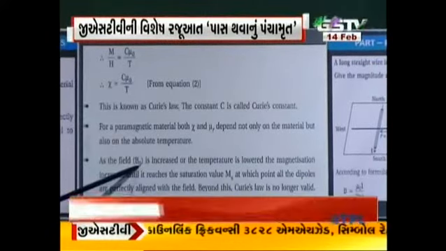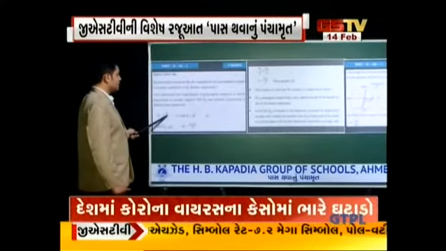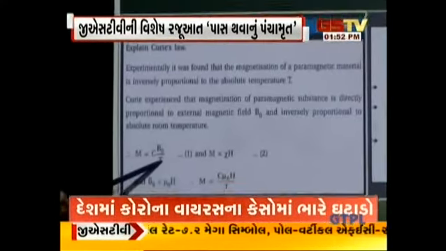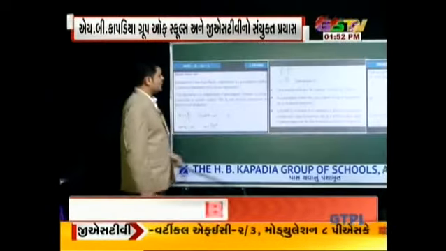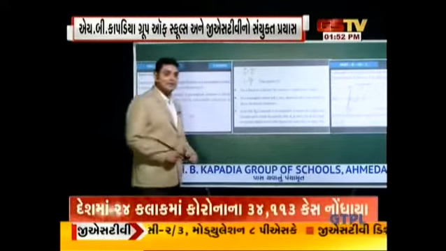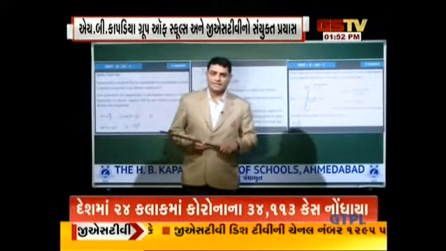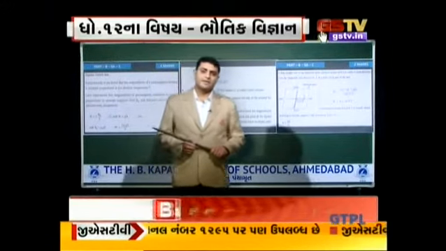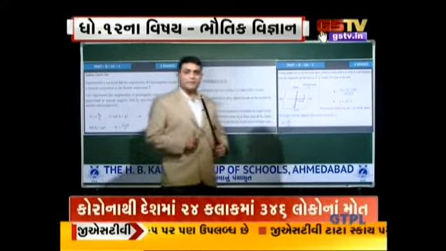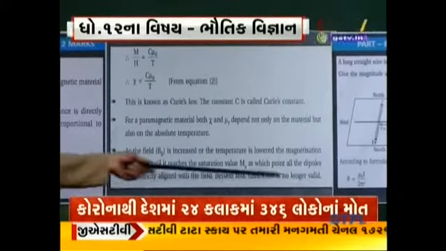From this equation, if B0 increases or temperature is lowered, the value of M, that is magnetization, will increase. All the laws have some limitations. Even Newton's law has some limitations. So Curie's law also has some limitations, and the limitation is that beyond some point, beyond the saturation magnetization, Curie's law is no longer valid.